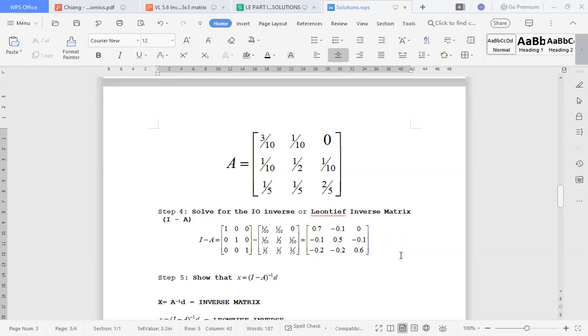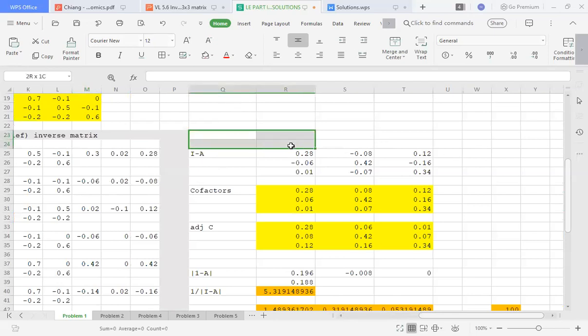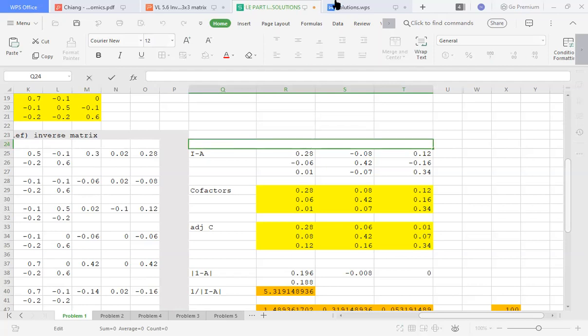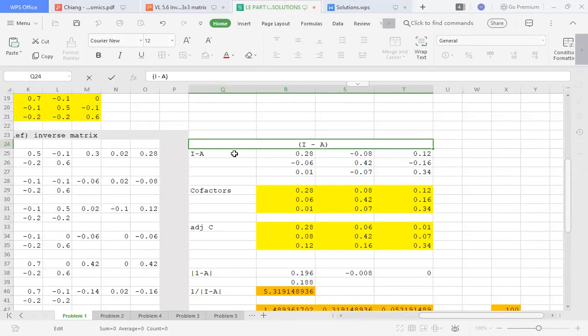Now, are we done yet? We're not done yet, because we still need to get the inverse of this matrix. So this is our Leontief inverse, and the next thing to do would be to solve it by the regular process of an inverse. Let me just put some labels. Let's have that one as our Leontief inverse. Let's define that one.